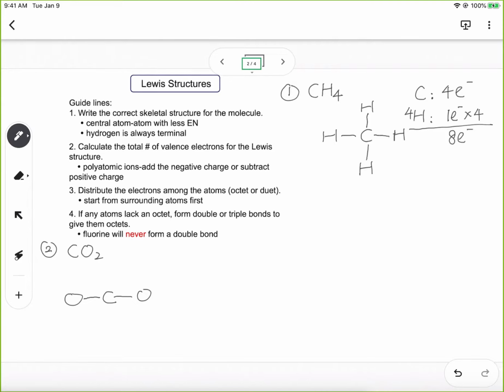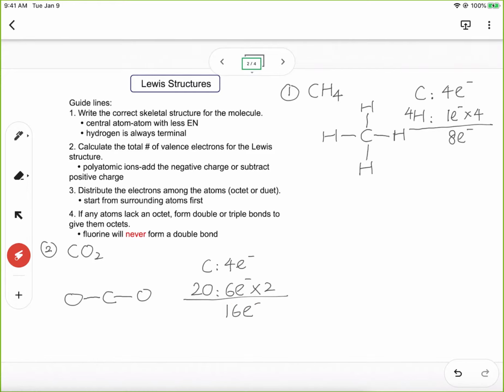Step 2, calculate the valence electrons. Well, carbon, 4 electrons, oxygen, 6 electrons. Of course, since you have 2, then you multiply that by 2. So that will give you 16 valence electrons total. All right, we've already used some of them, and particularly 4. Okay, we've already used the 4 of them, but we still have more electrons.